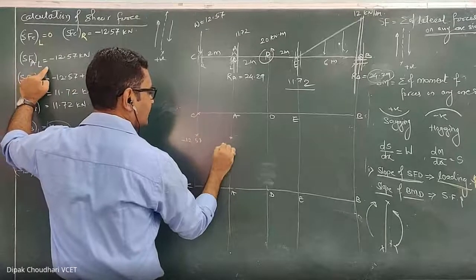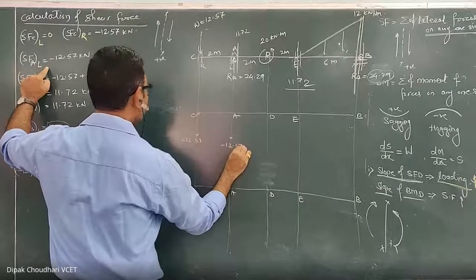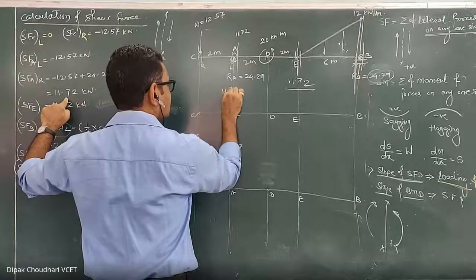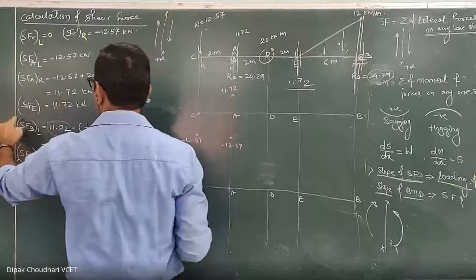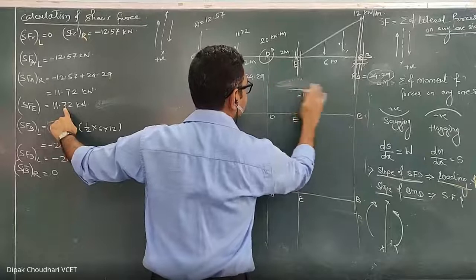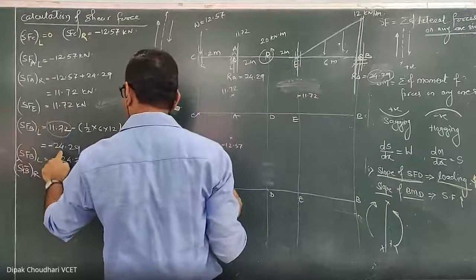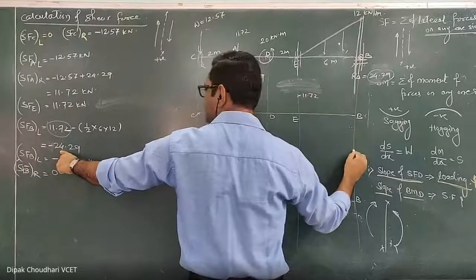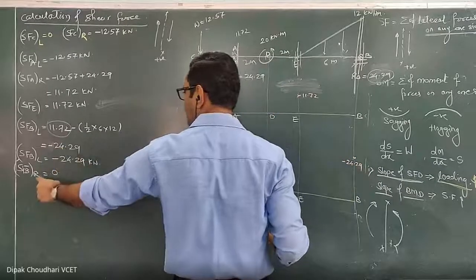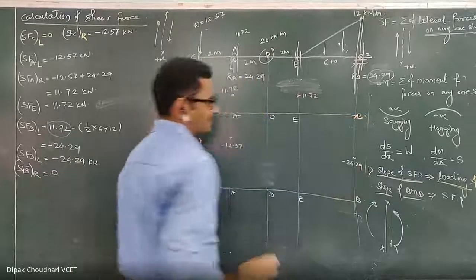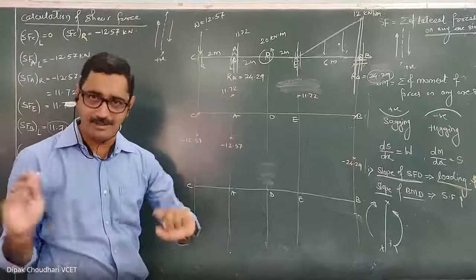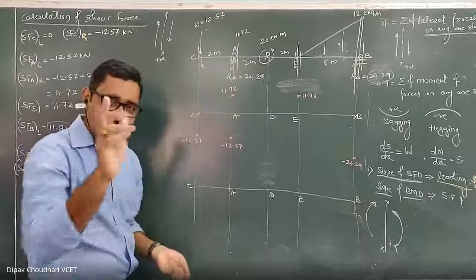From here to here it is constant. It is minus 12.57. Then on the right of A, plus 11.72. Then E, it is again 11.72. Then at point B left, it is minus 24.29. And then it is 0. I mark all these points and then you just have to join them using the proper curve. Okay. Then listen, next point.